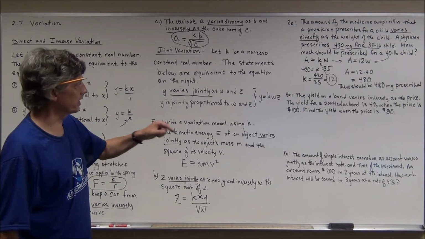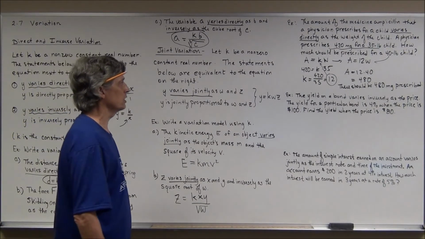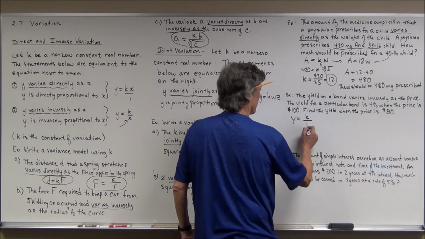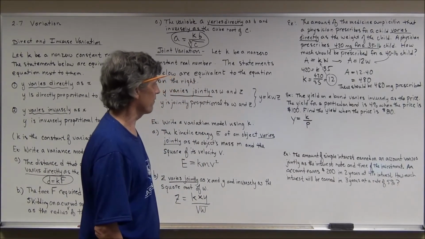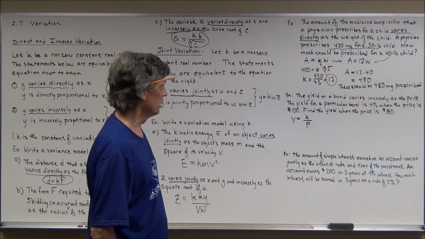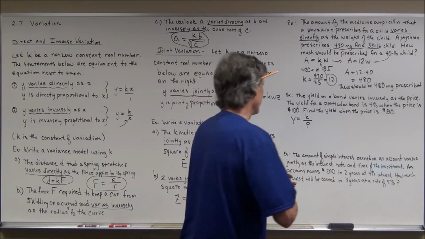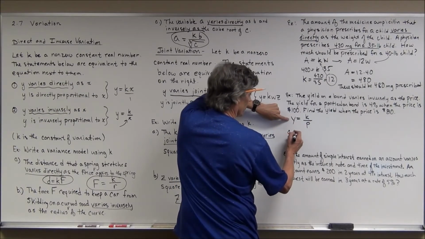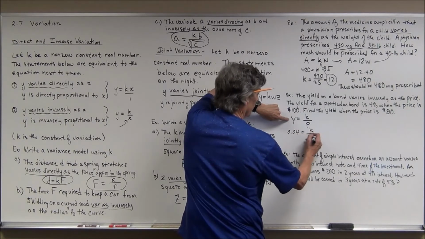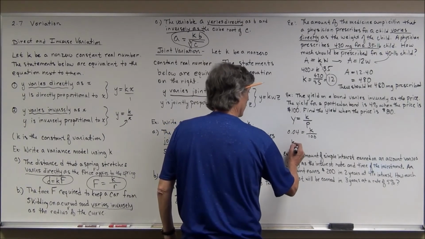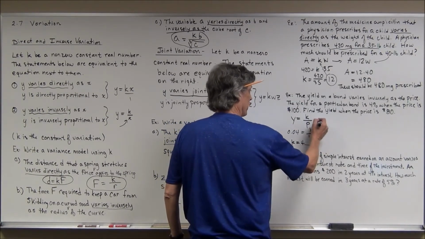Second example, the yield on a bond varies inversely as the price. So I'm going to say yield varies inversely as the price. I'll use Y for yield and P for price, and I have that model. The yield for a particular bond is 4% when the price is 100. So I'm going to plug in 4% for Y. I'm not going to write 4%, I'm going to write 0.04 equals K over 100. Well, that was convenient, that was 100, because if I multiply both sides by 100, I get K is 4. And I can plug it back in.